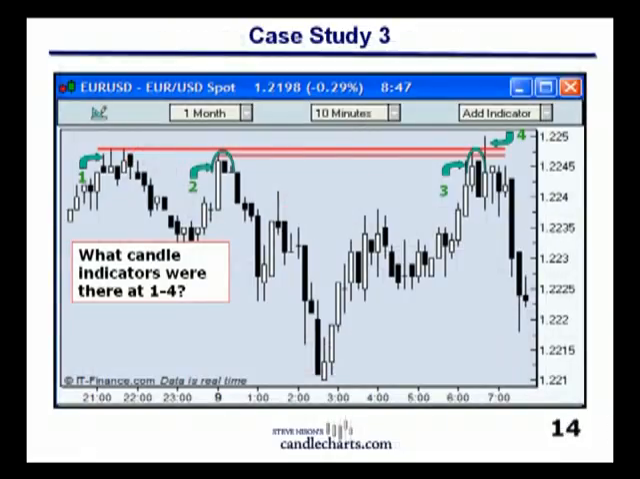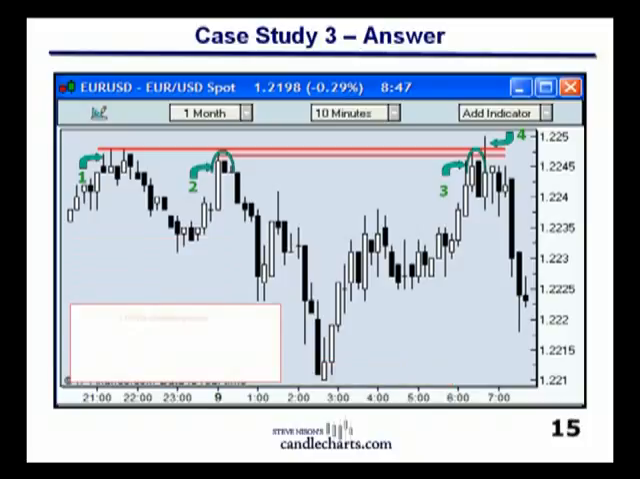So moving on, okay, what candlestick indicators were there at 1 to 4? So hit the pause control now. Okay, so let's go through these one at a time. 2 shooting stars, okay, coming after a little uptrend here. It's a little uptrend, 2 shooting stars.